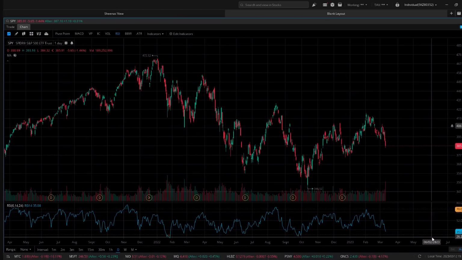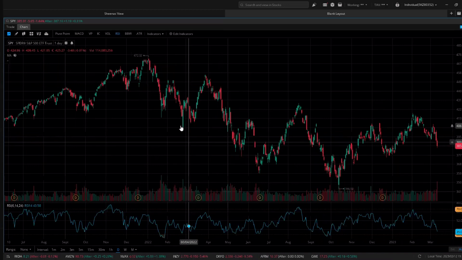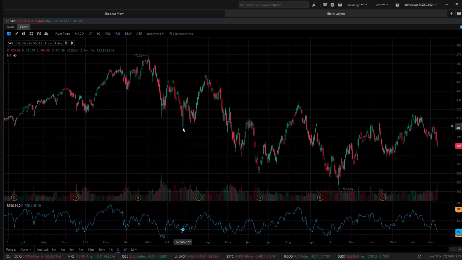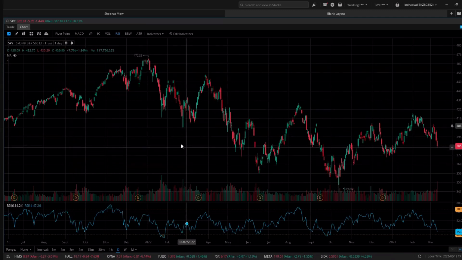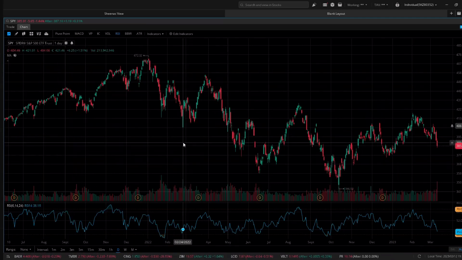Now, the RSI is calculated using the closing prices of an asset over a specified period of time. So each closing price of these candles, for instance, this candle right here closed at 421.46. The next candle closed at 430.76. The next candle, the next day, closed at 429.66.